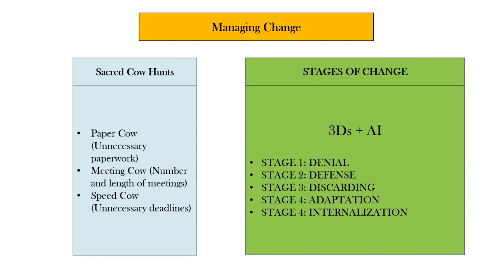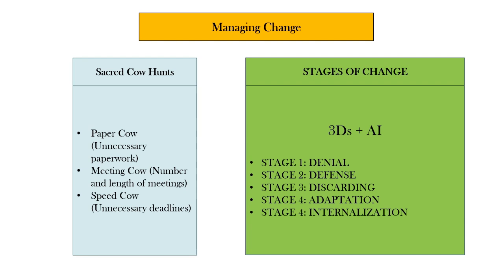In the stages of change, I want you to memorize 3Ds plus AI as a stage. The first three would be denial, defense, and discarding, and the second two would be adaptation and internalization. So what happens in the denial stage? During this stage, employees deny that any change will actually take place. They try to convince themselves that the old way is working and create reasons why the proposed changes will never work.